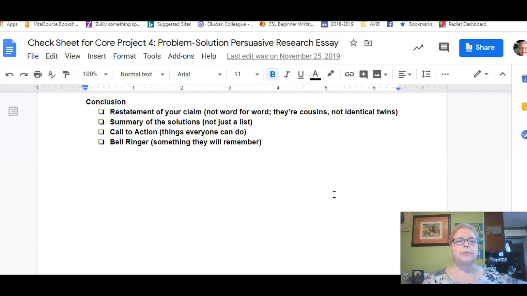And then you want to give your summary of the solutions, not just a list, but what each solution is about. Now, you don't have to bring in all the evidence and everything again, but you're doing this for your reader so that your reader will remember, oh yeah, I remember now what you were talking about for solution 1 and solution 2 and solution 3. And then a call to action where you're going to put everyday things that everyone can do to help towards this problem.